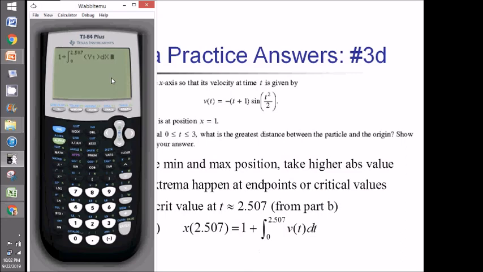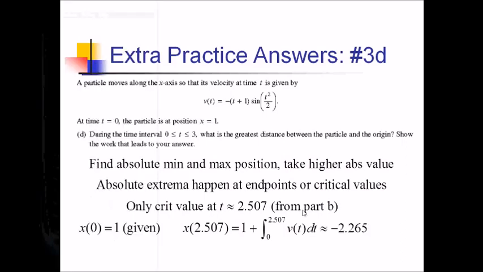So here's what I'm entering on the calculator, and if you wanted to, once you found this 0 on your graph, you actually could have stored it as a value to get a perfectly accurate answer. I didn't. Hopefully I get close enough, right? We've got negative 2.265. So there's that.